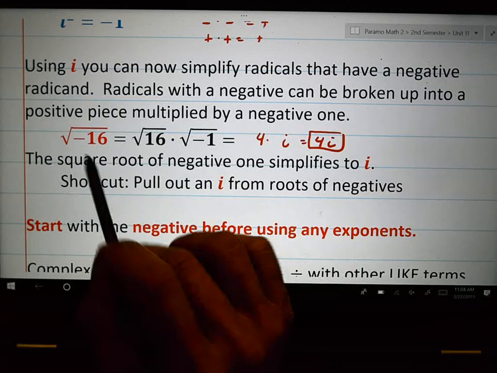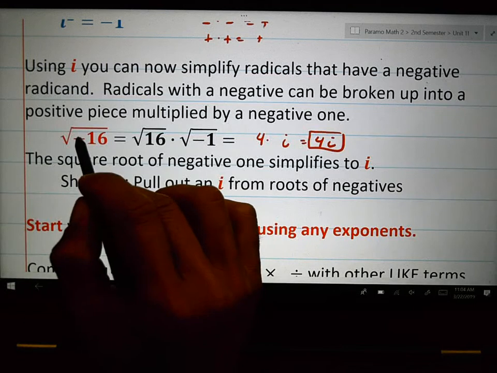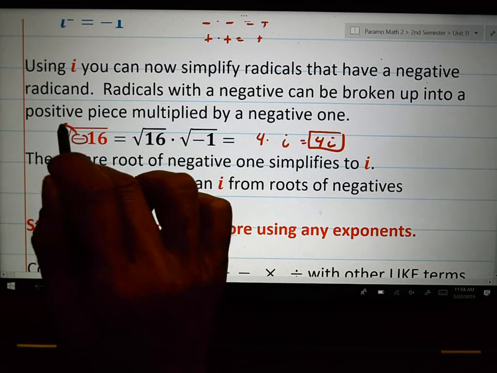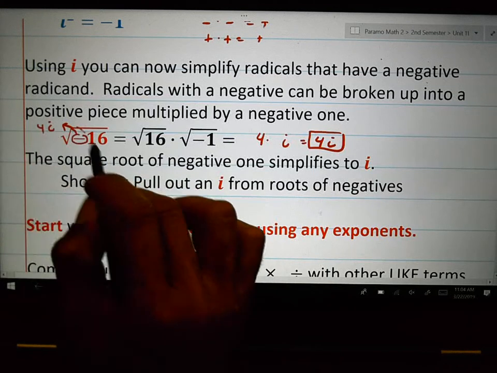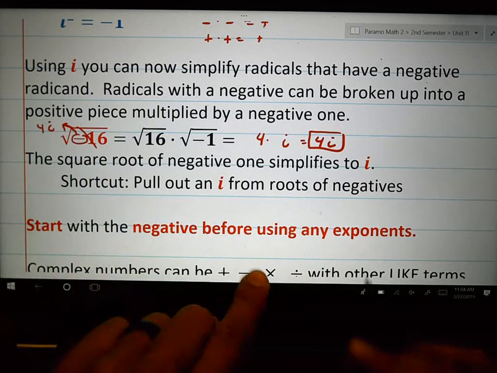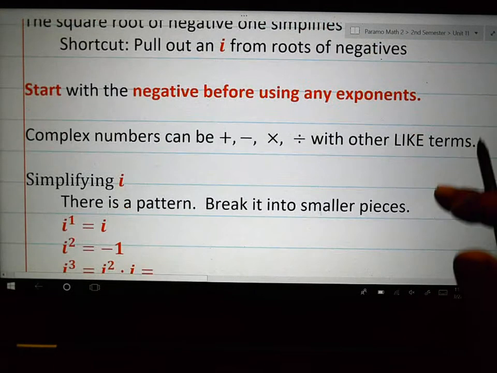Some of you will need to break it apart into two pieces at first, but others of you, if you see a square root of a negative, I just like to go, okay, that's going to be i. What's the square root of 16? It's 4i, and then I cross it off, and that's my answer. Goes pretty quick. Always start with the negative before dealing with any exponents if it comes to it.